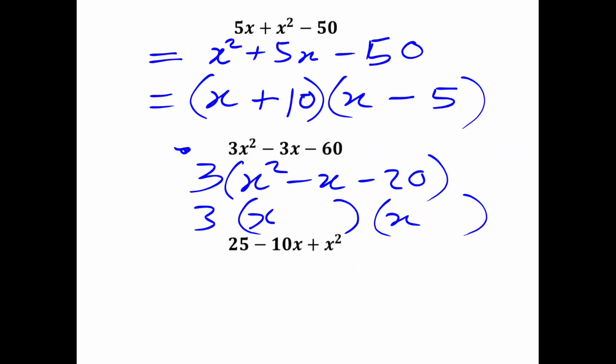Then we look at 20. We say we need 2 factors of 20, but before that, because of the minus, the signs will be different. 2 factors of 20 that have a difference of 1. It has to be a 4 and a 5.